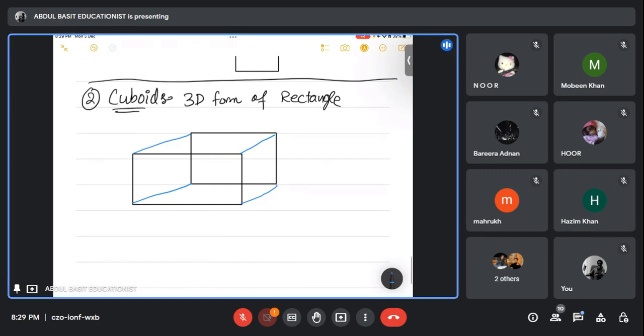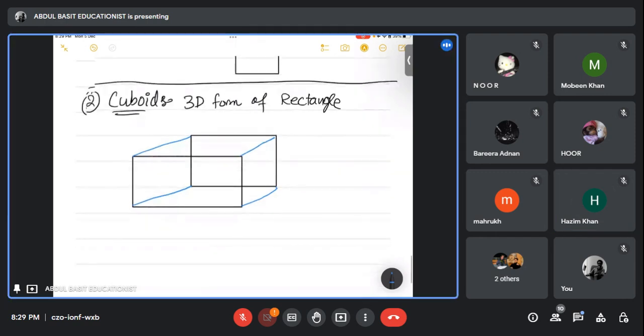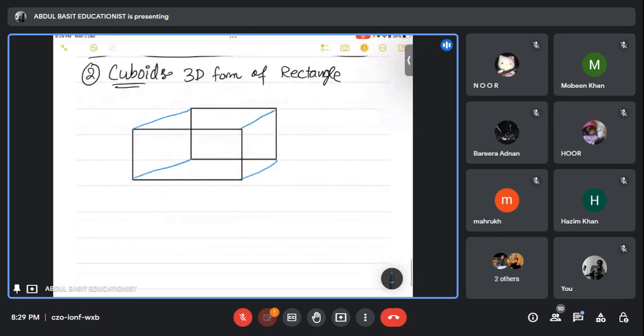Okay, we know this is a 3D form of rectangle. So the volume, as it's 3D, has the capacity to store something. This side is known as the length. That side is known as the breadth or width, and this is known as the height. Agree? So the volume of the cuboid is equal to length multiplied by breadth multiplied by height. This is what the capacity of the cuboid is.